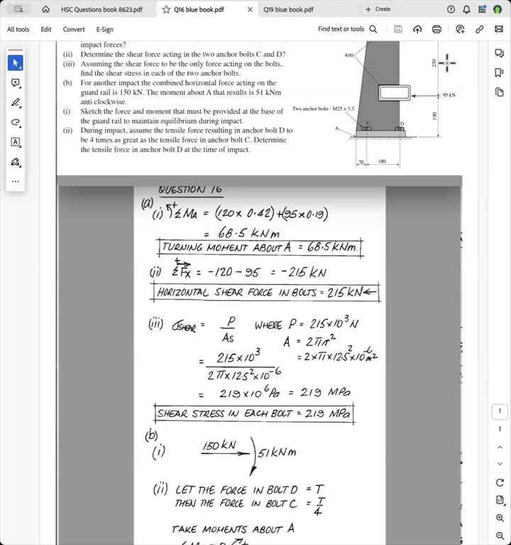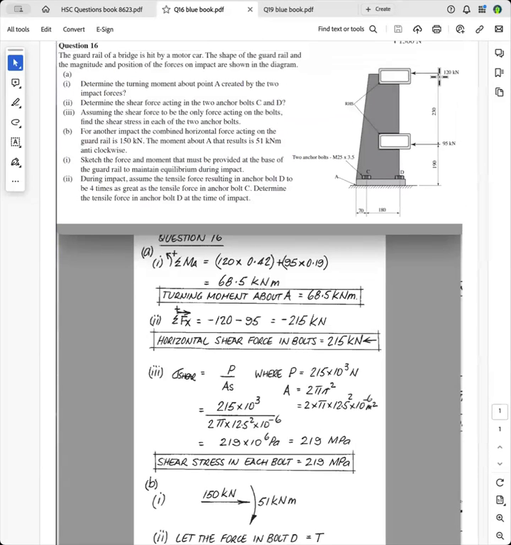Year 11. Tonight I'd like to go over questions 16 and 19 in the blue book, and I'll try and explain this as simply as I can. Please ask any questions as I go through, and I'll try my best to answer them.